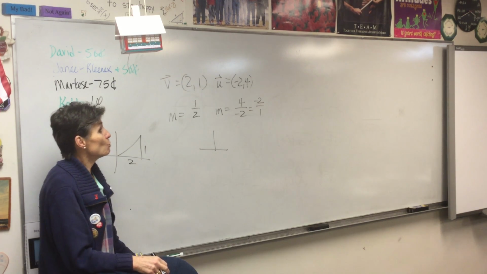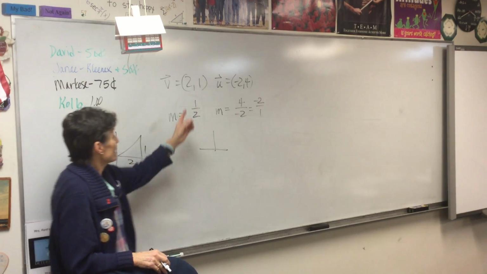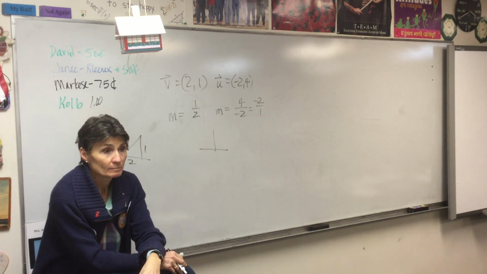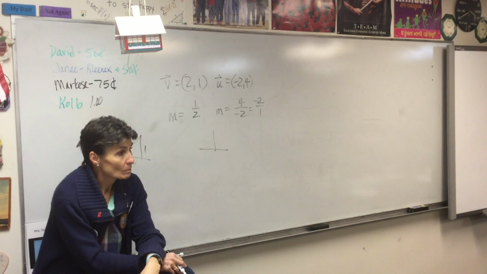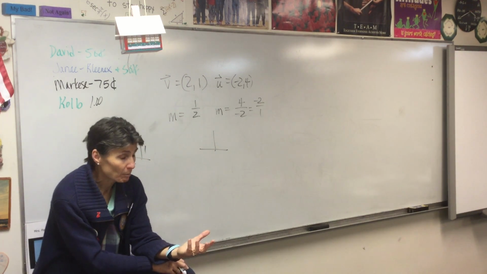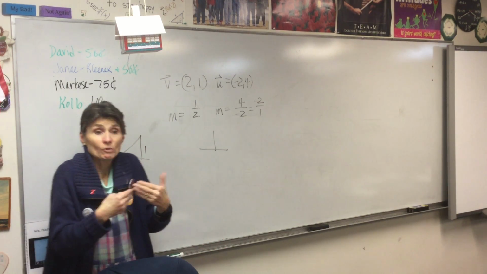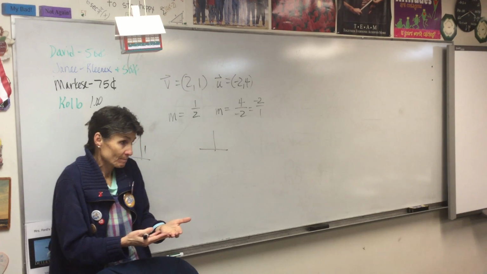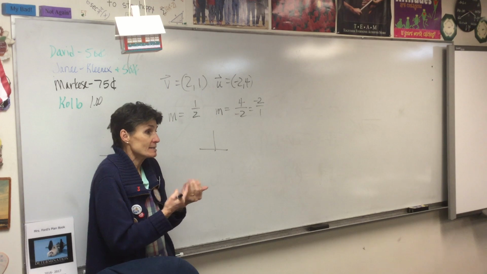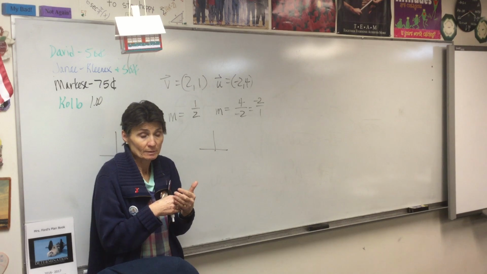Now, if you want to, you could do a dot product. If you do x times x and y times y, what happens? You get 0. And we already know that if you do a dot product and get 0, the vectors are orthogonal. So that's another way you could have done this. Personally, I like the slope way because it can also show me parallel. The dot product doesn't show me parallel.